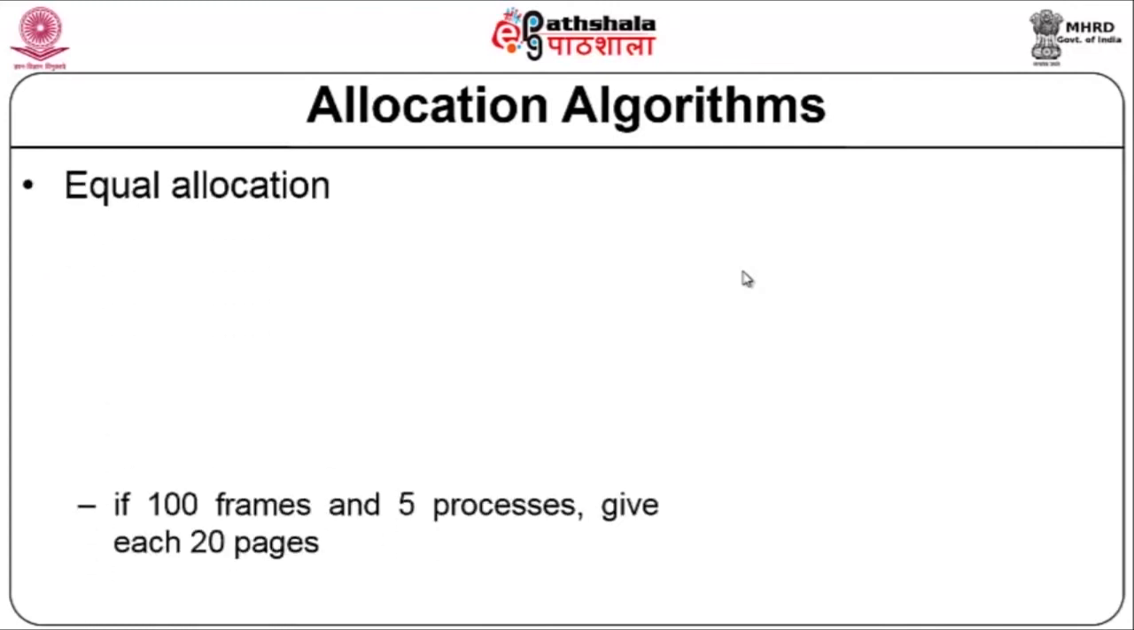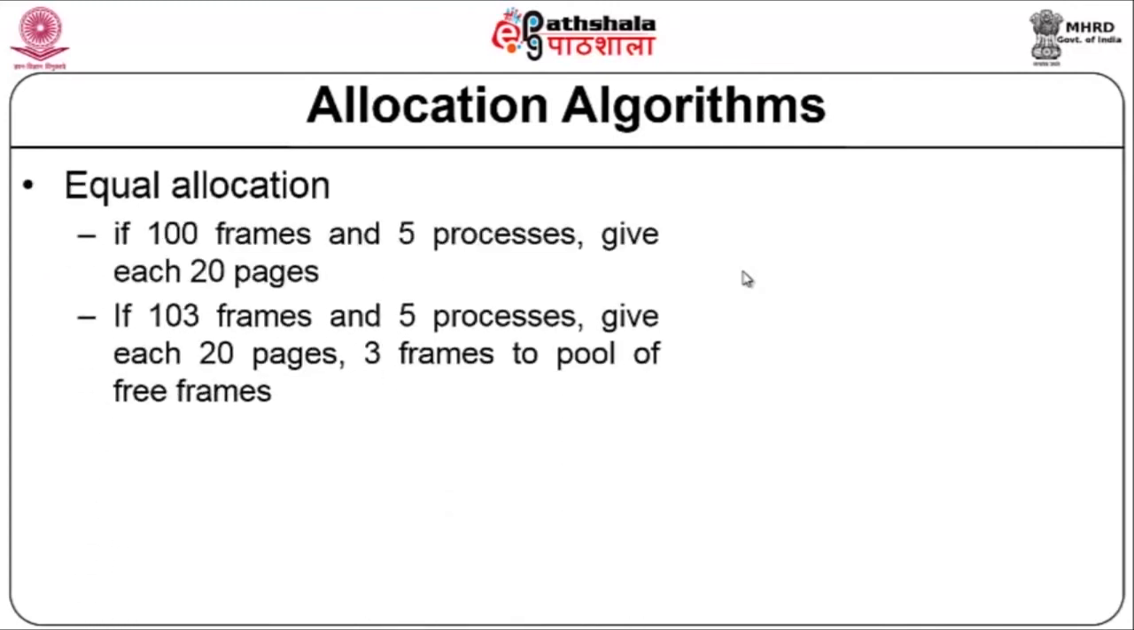And now, how do you allocate the free frames or the physical memory that is available among the processes that are competing for the physical memory? So, in this example, say if you have 100 frames and 5 processes, what you can do is give each process 20 pages. That is equally you are allocating the 100 frames among the 5 processes. This is called equal allocation.